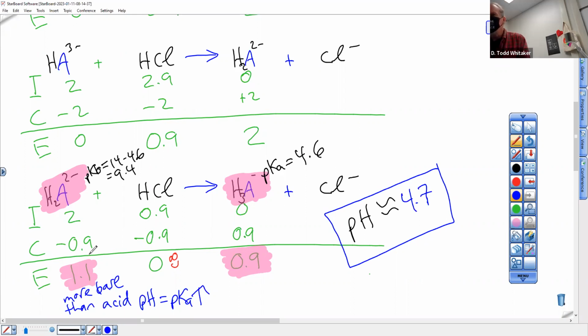Or it's ideal. Both, I've heard different teachers use different words. Perfect, ideal, optimal. I like that too, optimal. It's capable of neutralizing as much acid as base. And that's the end of that.